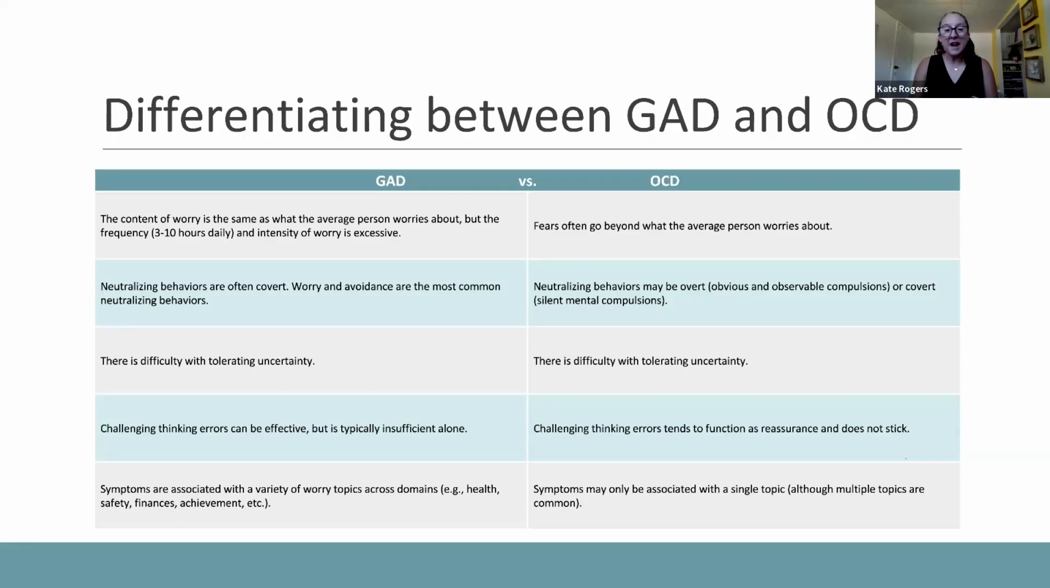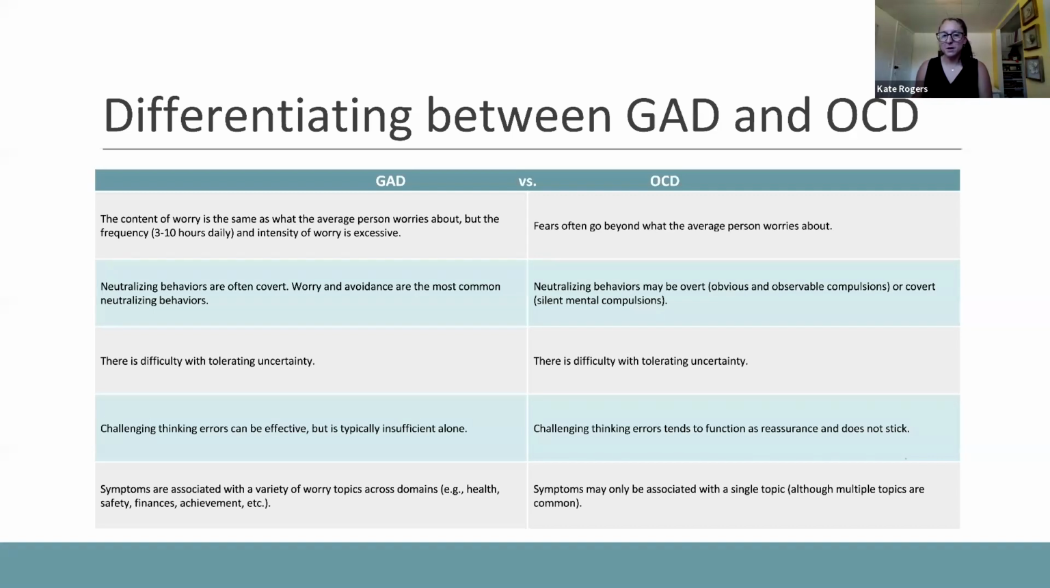Now, I often get the question about uncertainty, right? OCD has been referred to in the field as the doubting disease because OCD often, but not always, demands certainty. It demands this special magical certainty that doesn't even exist. OCD often, but not always, really struggles to tolerate uncertainty.